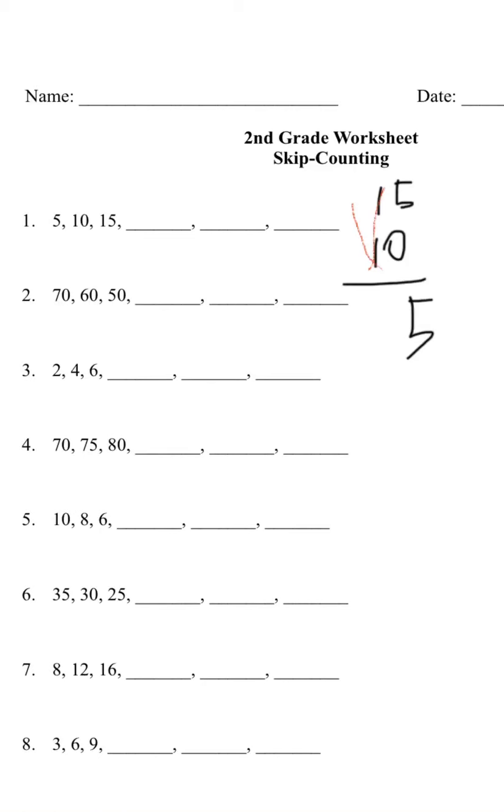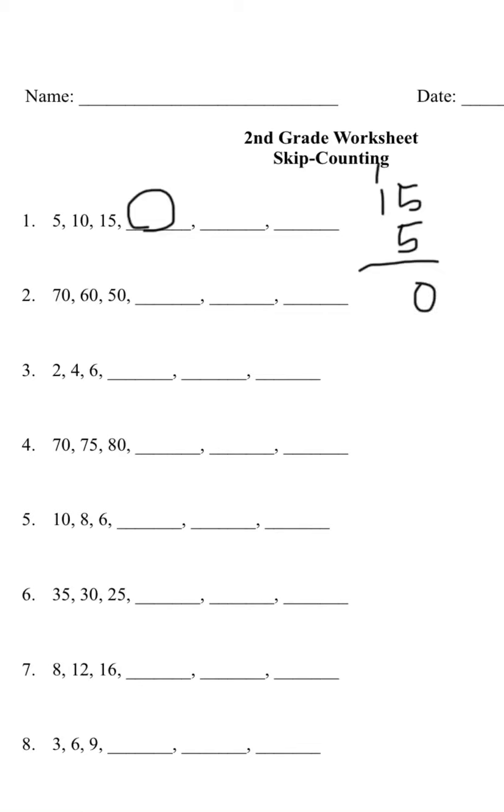Okay, so now we're going to have to add the 5 to find the next number. So 15 plus 5, 5 plus 5 is 10, right? So 0, and the 1 goes up. And then you add these two numbers, and 1 plus 1 is 2. So our next number is 20.